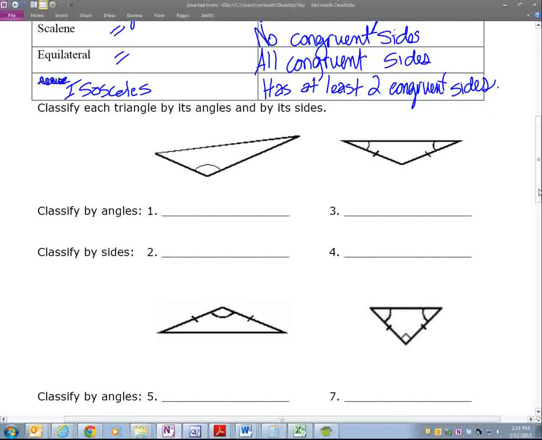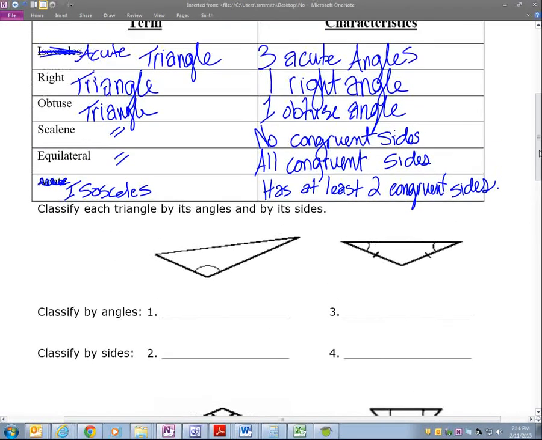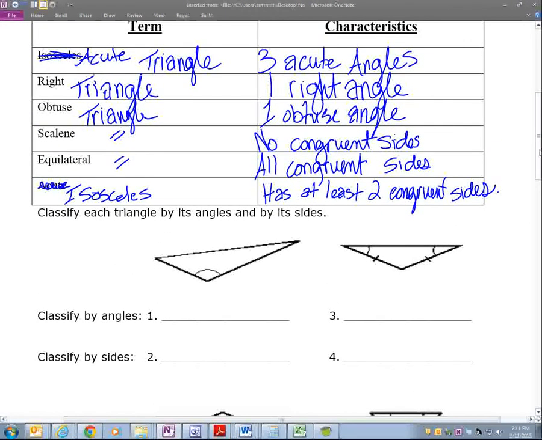Classify each triangle by its angles and by its sides. So if I wanted to classify it by its angle, that's going to be one of the top three. What would you classify it as, Max? It is an obtuse triangle because it has one obtuse angle right here. So obtuse.